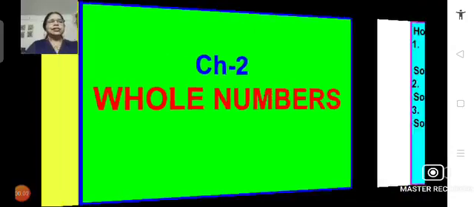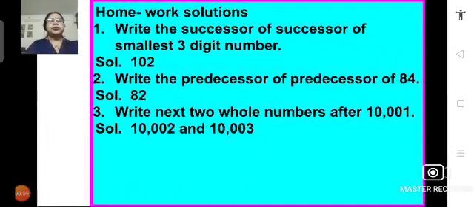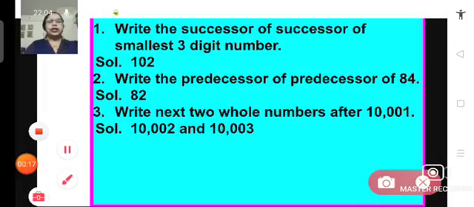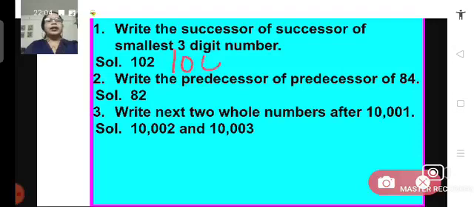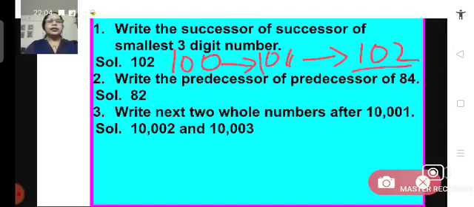Let's first discuss the solutions for the problems which were given as homework in the previous session. The first question is, write the successor of the smallest 3-digit number. Children, the smallest 3-digit number is 100. Its successor is 101, and the successor of 101 is 102. So the answer is 102.